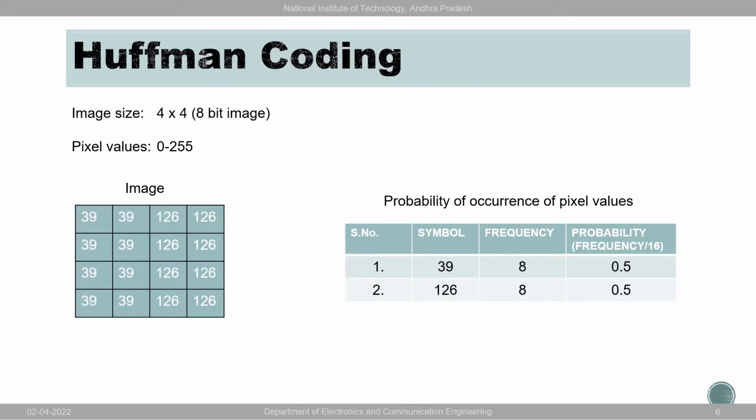We'll try to see this with an example. Let us take an image of size 4 cross 4 and let this be an 8-bit image. That means that the pixel values will range from 0 to 255. Let this be the matrix representing our image, and here the pixel values refer to the symbols arranged in descending order of their occurrence. Now to calculate the probability of occurrence of each symbol, we divide its frequency, or the number of times it appeared in the matrix, by the size of the matrix. So we can see that for 39 it is 8 by 16, which comes to 0.5. Similarly for 126 it is 0.5.